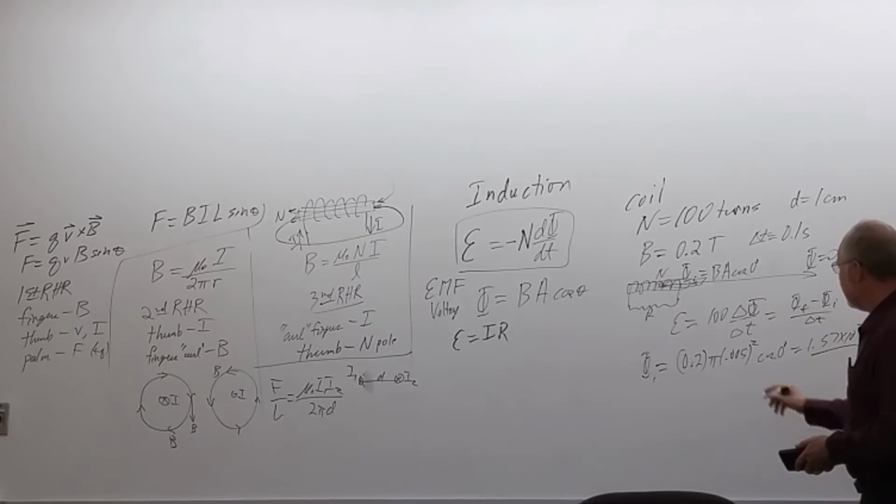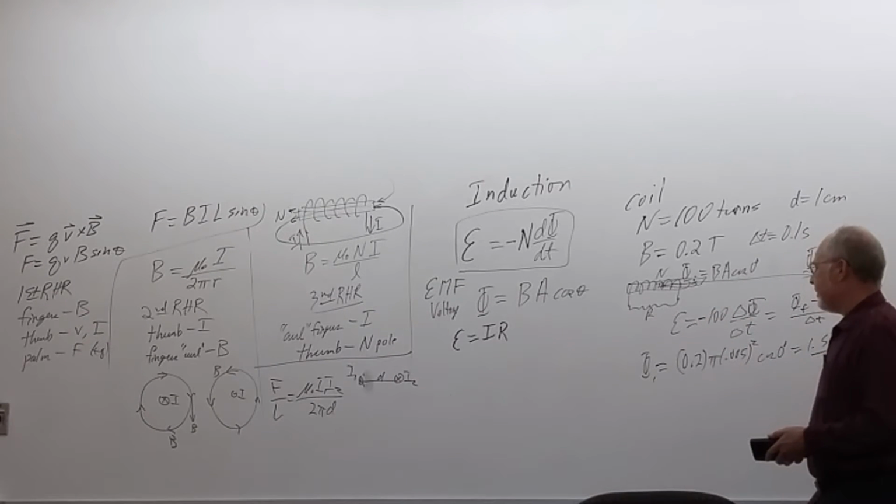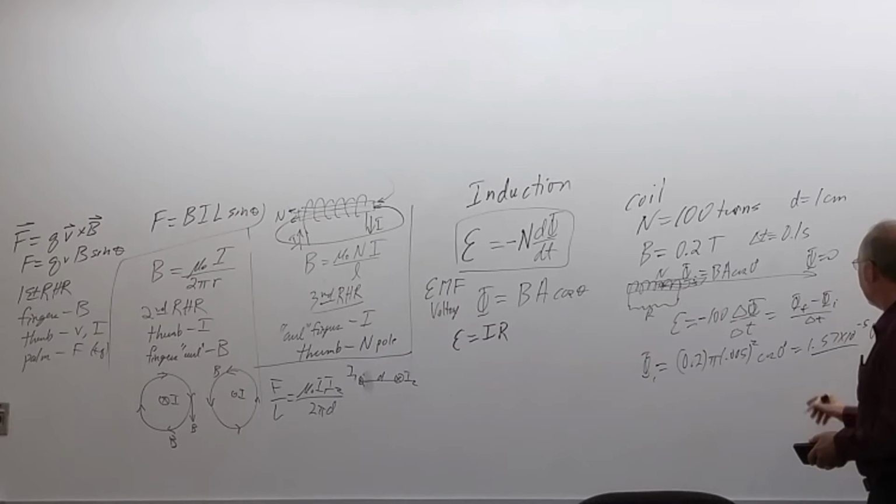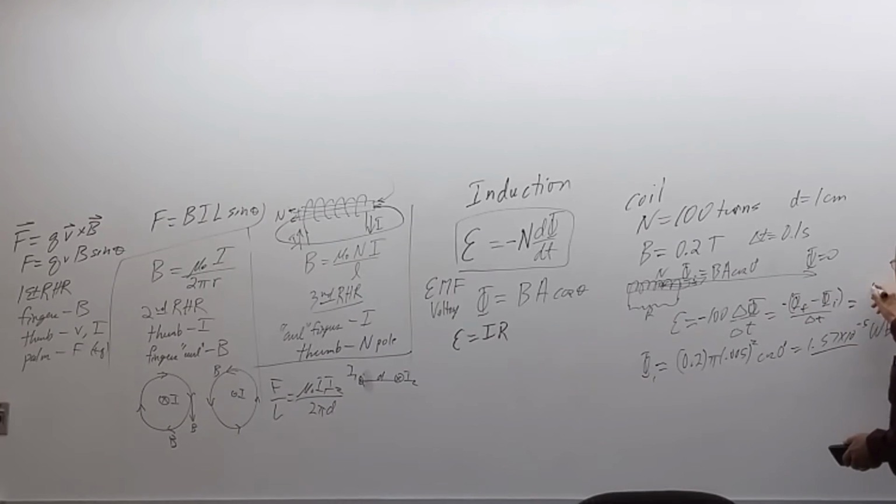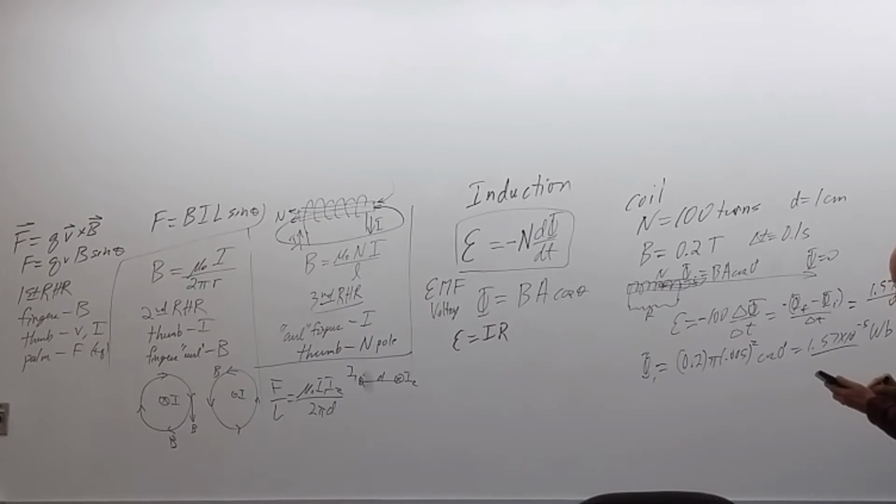So what's the change? And if you want to get real technical, there's a minus in front there, and so that's going to give us a positive 1.57 times 10 to the negative 5, divided by 0.1 seconds, which is now 1.57 times 10 to the negative 4 volts, the voltage induced by this magnet being pulled out of the coil.